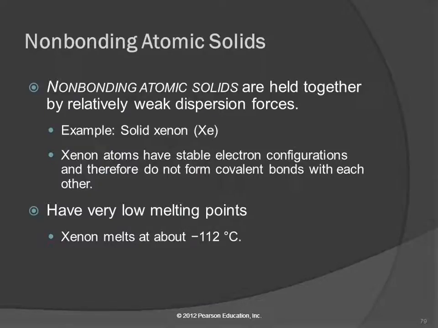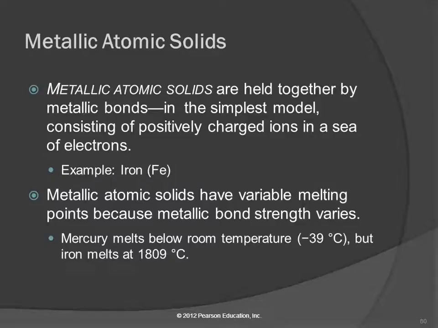Non-bonding solids are just held together by dispersion forces. And so they're going to have low melting points. The diamond melted at 3,800 degrees Celsius. Xenon melts at minus 112. It's a big difference. It has to do with the forces of attraction between the particles. Metallic solids, all over the place in terms of their melting points. So mercury melts at minus 39 Celsius. Iron melts at 1809. Really, really high.